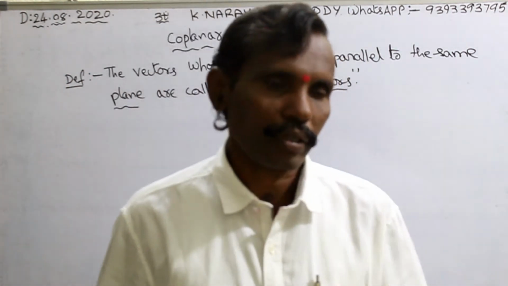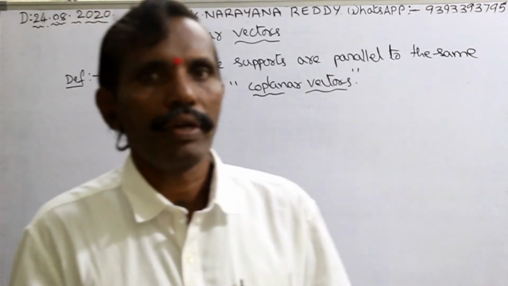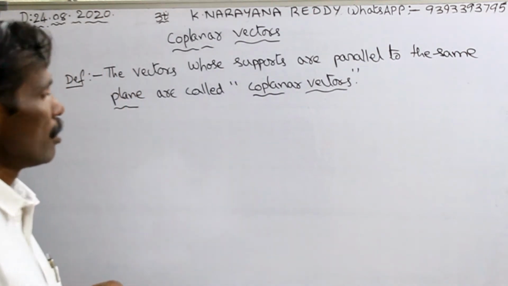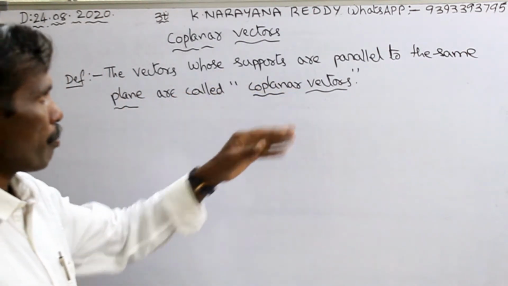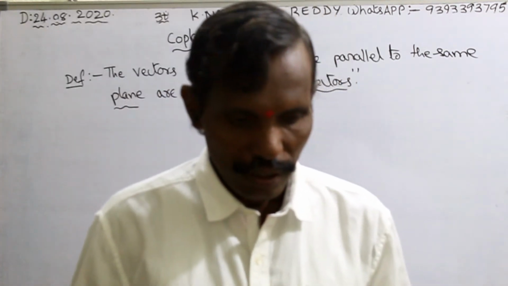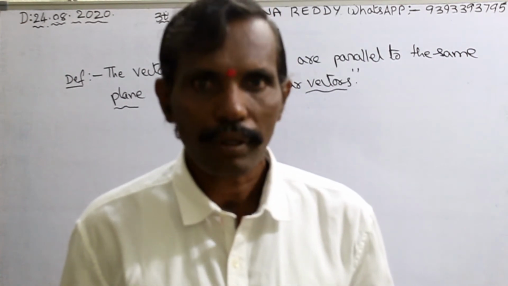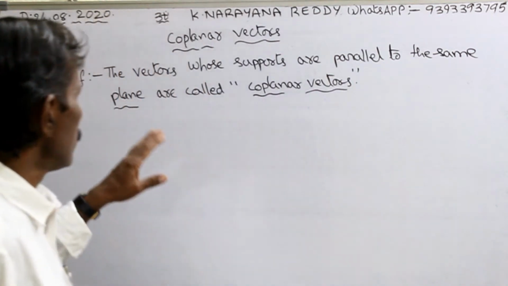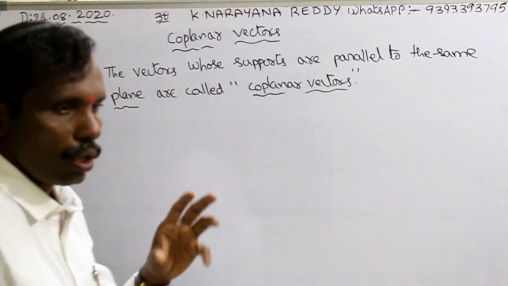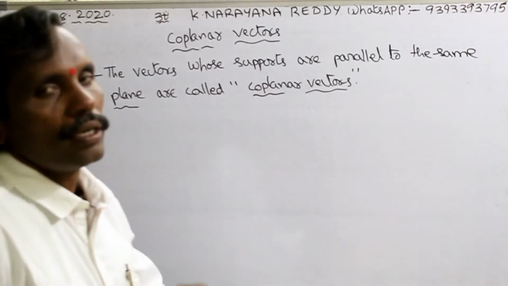But what is coplanar vector? Some difference is there between vector and coplanar vector. What is the difference? The vectors whose supports are parallel to the same plane are called coplanar vectors. What is plane? Already you know, xy plane, xyz plane. Those vectors, 2 or 3 or whatever it is, are parallel to the same plane and are called coplanar vectors.